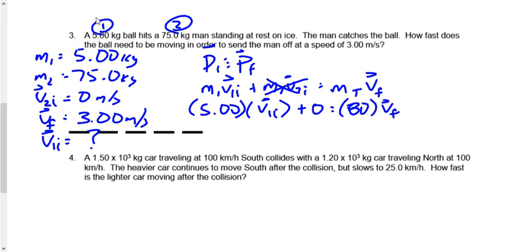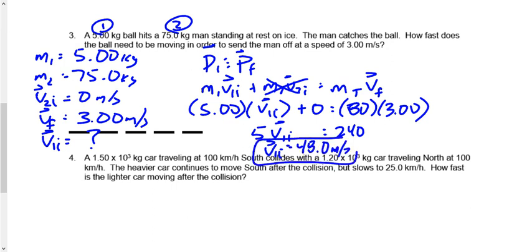Now we know what VF is. That's 3.00. So 240 on this side is equal to 5 times V1I. V1I is 240 divided by 5, which is 48. Is that right? Is that a reasonable answer? We went from 48 down to 3 meters per second? Yeah, our velocity decreased a lot.